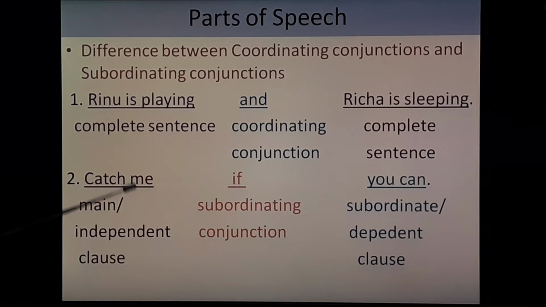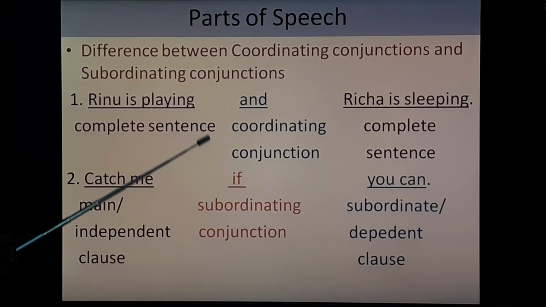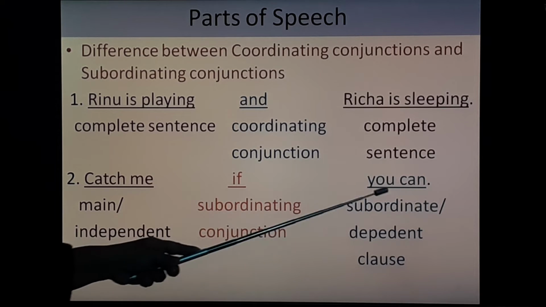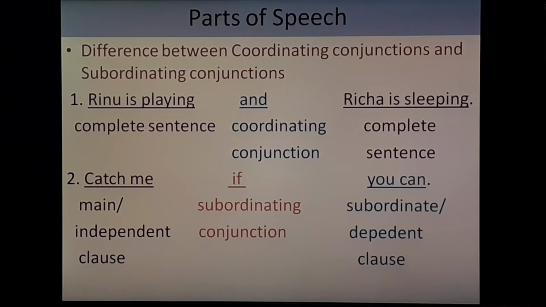So here 'catch me' is the main clause, or you can say independent clause. The two clauses are joined with the help of 'if', that is why 'if' is the subordinating conjunction, and 'you can' is the subordinate clause, or you can say dependent clause. So I hope you understood the difference between coordinating conjunction and subordinating conjunction.